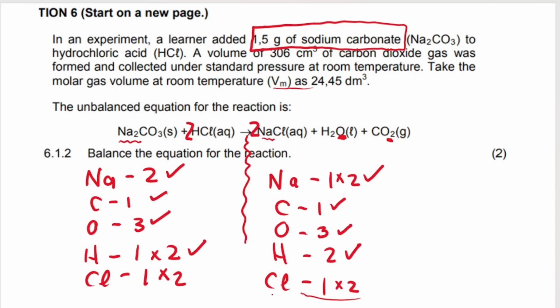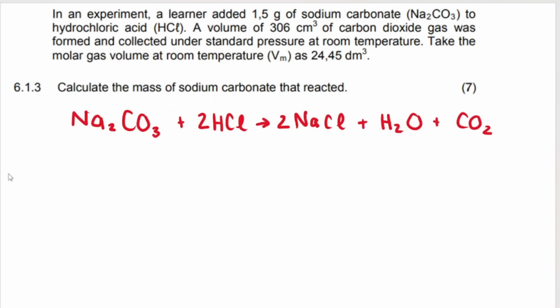So as I mentioned, if it helps you to list out the elements like this with the numbers and see where you need to make adjustments, you can do it. After a while, you'll get the hang of it and you won't need to anymore. So basically now we've balanced the equation by putting a 2 in front of hydrochloric acid and a 2 in front of sodium chloride.